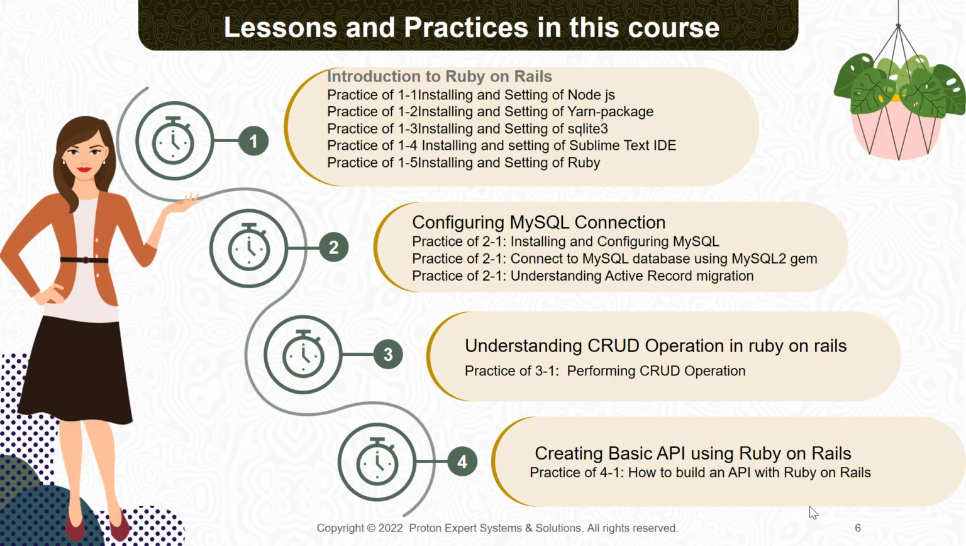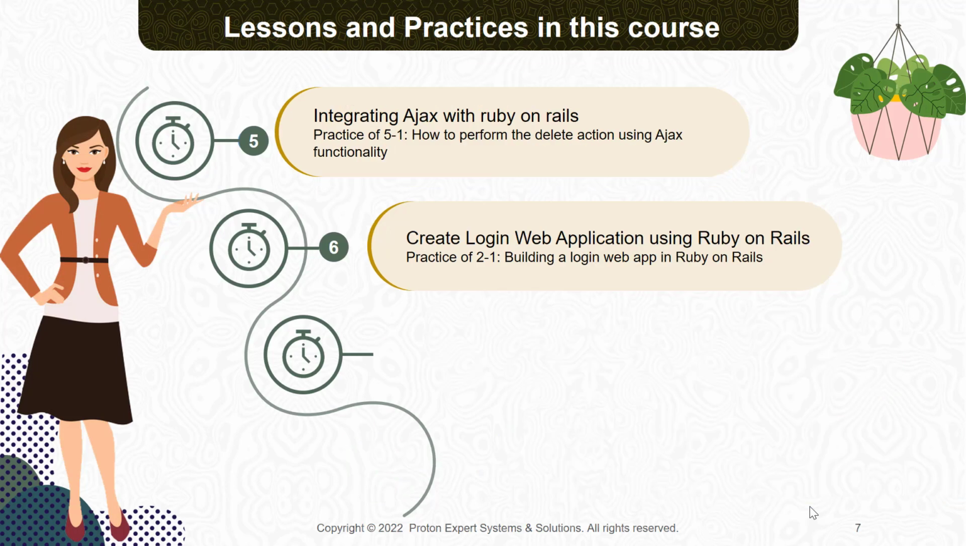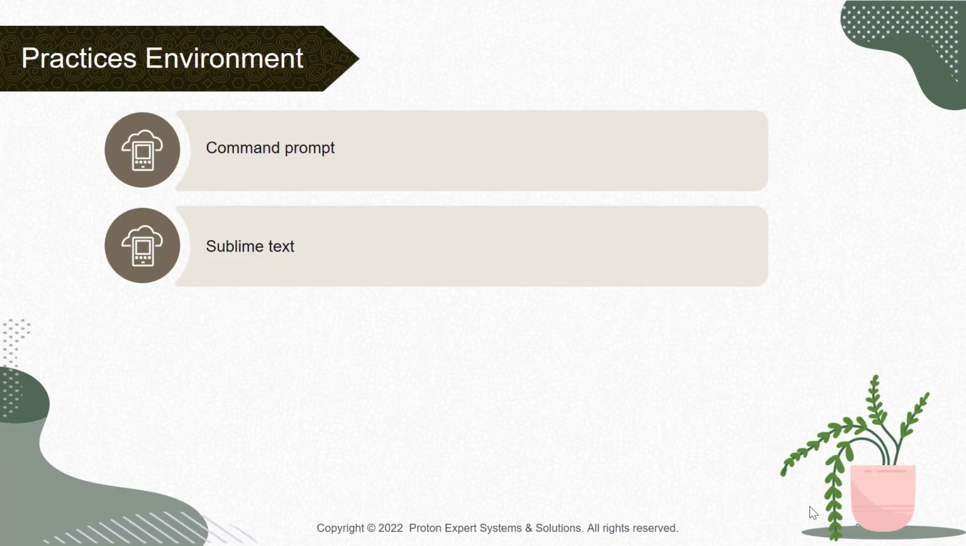The fourth lesson you will learn how to create basic API using Ruby on Rails, and in this practice you will learn how to build API with Ruby on Rails. The fifth lesson is integrating Ajax with Ruby on Rails. Here in the practice you will learn how to perform the delete action using Ajax functionality. And the last and the most interesting one is creating login web application using Ruby on Rails. And in this practice you will actually build a login web app in Ruby on Rails. And the practice environment that you need here is the command prompt and Sublime Text.